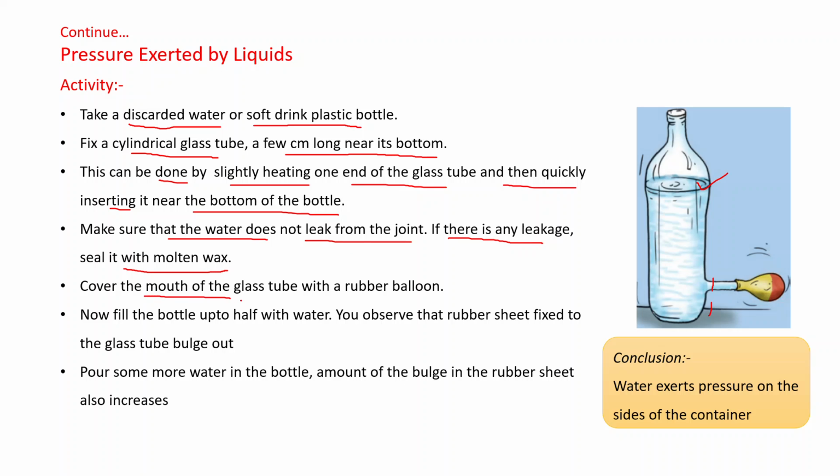Cover the mouth of the glass tube with a rubber balloon. This part of the tube is covered with this balloon or any rubber sheet. Now fill the bottle up to half with water. You observe that the rubber sheet fixed to the glass tube bulges out. Again, same, this will come out. Pour some more water in the bottle. The amount of bulge in the rubber sheet also increases. Remember that this rubber sheet is not at the bottom, this is on the side. That's why we can say water exerts pressure on the sides of the container.